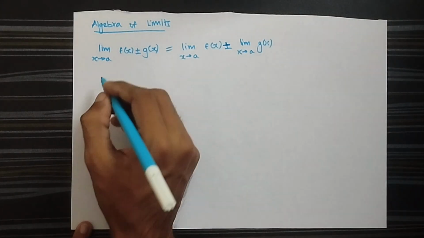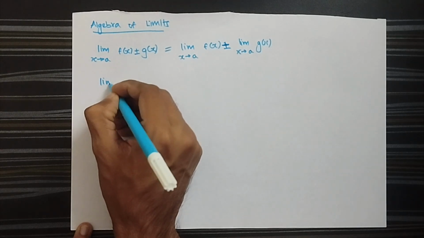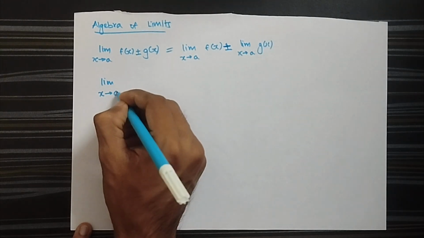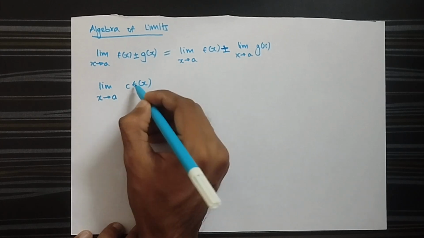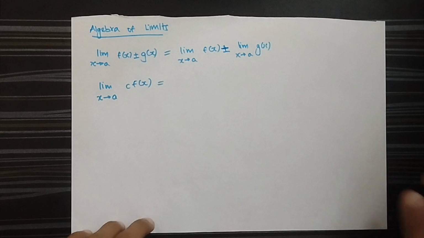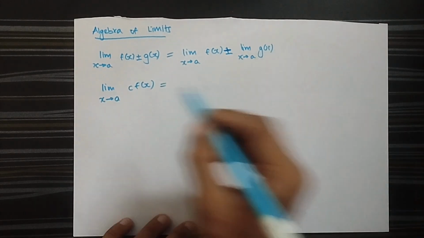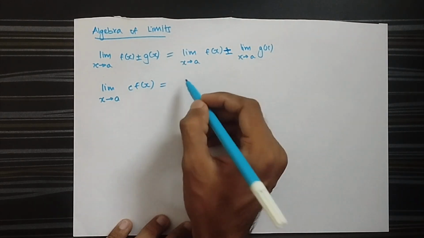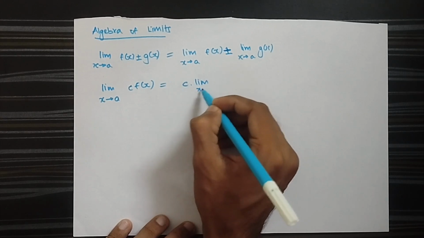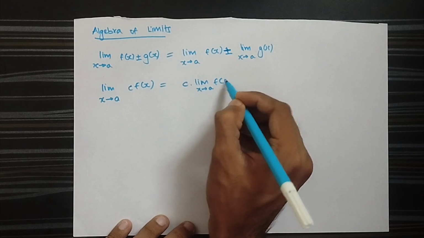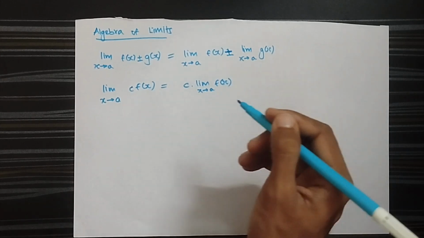And for the next case, limit x tends to a of c times f of x, when c is a constant. So c is a constant, it's not part of this f of x. We can actually take it outside of the limit: c times limit x tends to a of f of x. This will help simplify problems later.